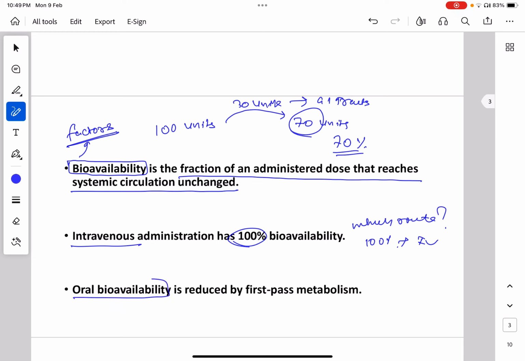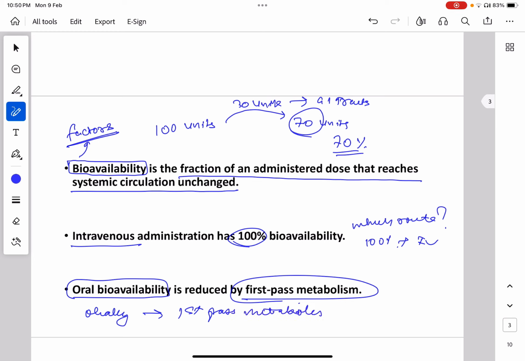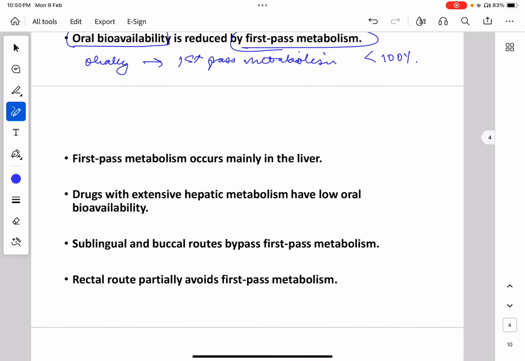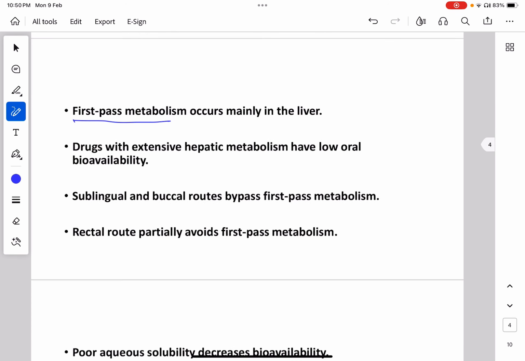Oral bioavailability is reduced by the first pass metabolism. So, when a drug is administered orally, it undergoes the first pass metabolism, and that first pass metabolism leads to decrease of bioavailability. So in orally administered drugs, bioavailability is always less than 100%. The question can be framed this way: why is the bioavailability in orally administered drugs less? It is due to first pass metabolism. Now, what is first pass metabolism?